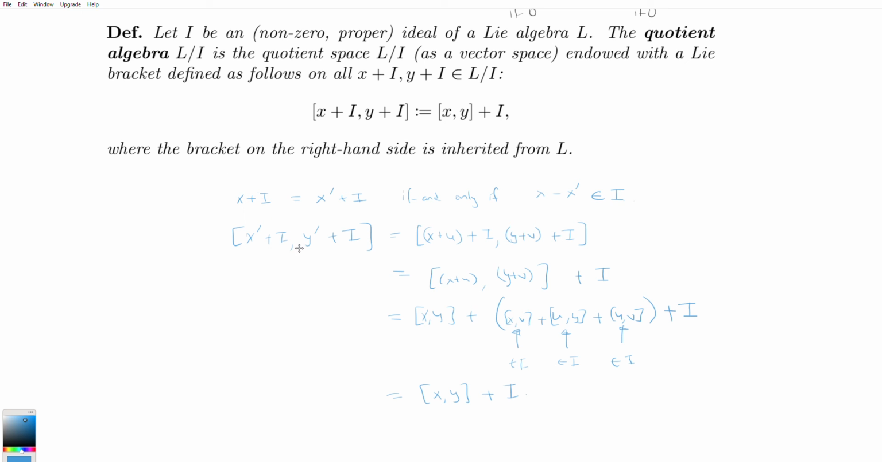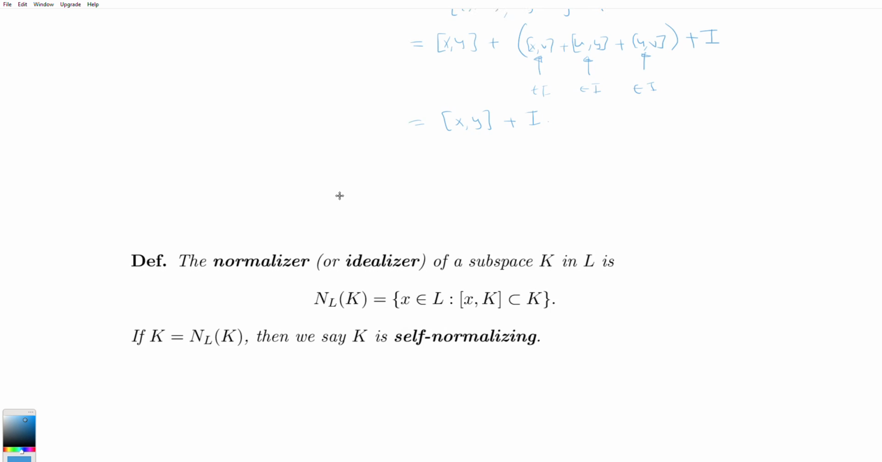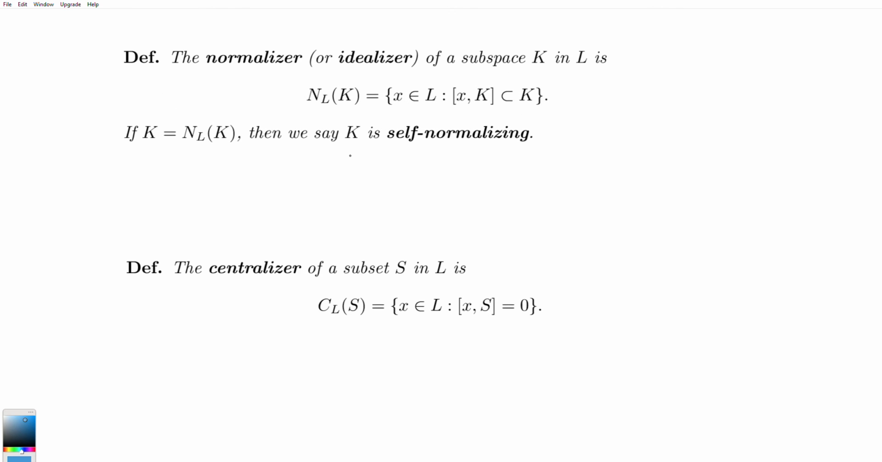Okay, so now two last definitions. First of all, the normalizer or idealizer of a subspace K in L, N_L of K, is equal to the set of X in L such that, and this notation here is interesting, all we're saying is that you take X bracket with K, and then you take the span of that, and that sits inside of K. And if K is equal to its normalizer, then it is self-normalizing.